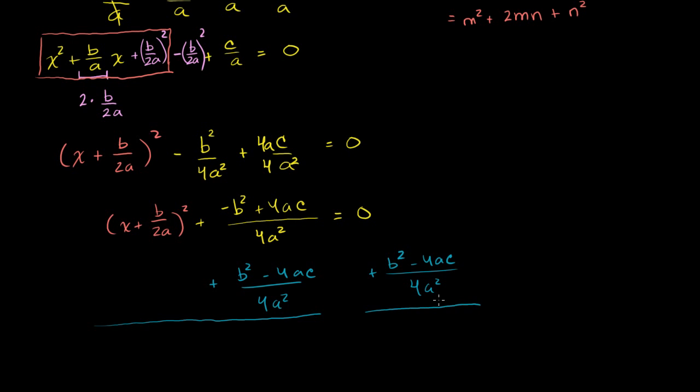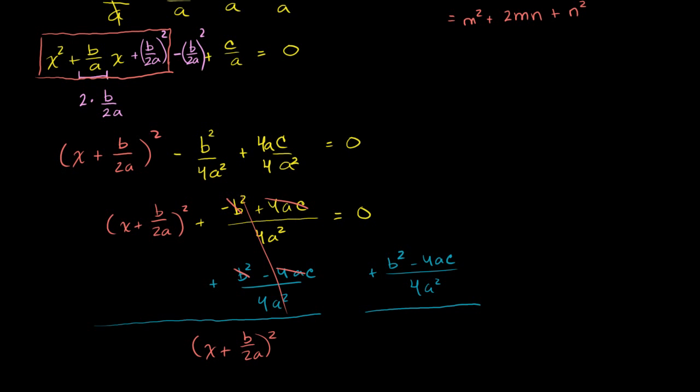We end up with, on the left-hand side, these two guys cancel out. We have the same denominator. When you add the numerators, that cancels with that. The 4ac cancels with the negative 4ac. These just completely cancel out. And on the left-hand side, you just have x plus b over 2a squared.